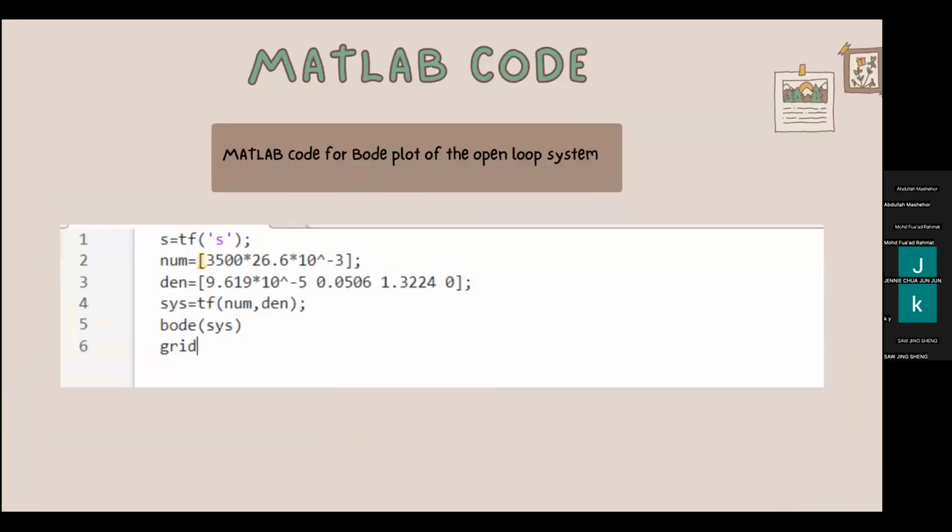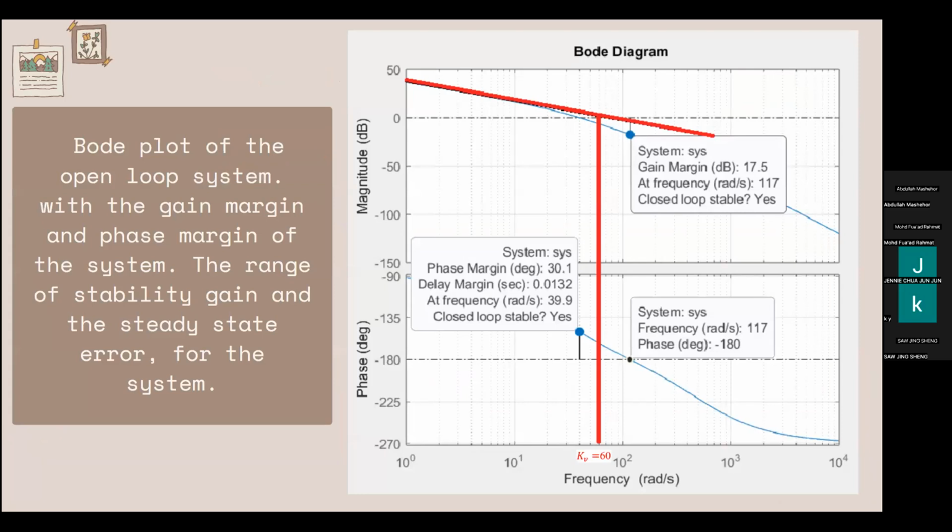Next, this is the code for the Bode plot. Then this is the response, and we got the gain margin and phase margin. Next we got the Kv, because it's a type 1, so we need to use the Kv. We draw it manually to obtain the Kv, and we got the Kv is 60.